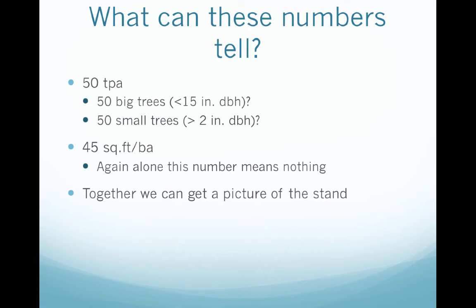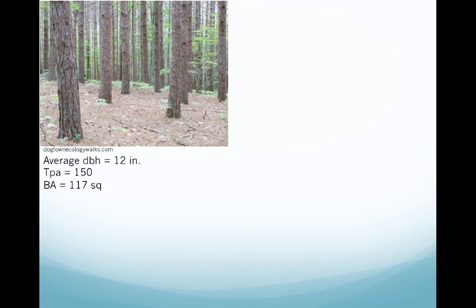Again, so we think about this. What does 45 square feet of basal area per acre look like? Sorry, this should be per acre. Again, alone this number means nothing. Together we can get a picture of the stand. So this is just an example, and these are numbers that are not taken from actual stands. So let's say we have an average DBH of 12 inches, our trees per acre is 150, and our BA is 117 square feet per acre.